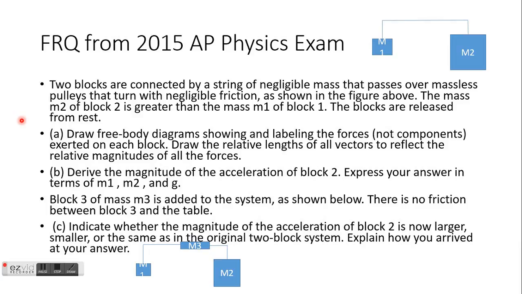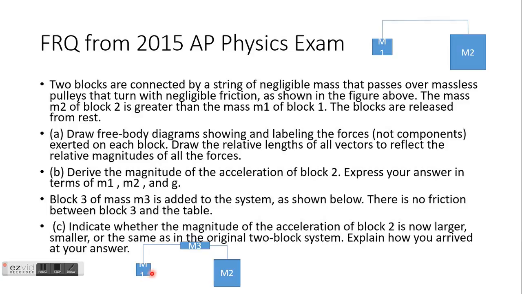So two blocks are connected by a string of negligible mass that passes over massless pulleys, so I didn't draw them here, but they're there, that turn with negligible friction as shown in the figure above. The mass of M2 is greater than the mass of M1. The blocks are released from rest. Draw three free-body diagrams showing and labeling the forces, not components, exerted on each block. Draw the relative length of all vectors to reflect the relative magnitudes of all the forces. Derive the magnitude of the acceleration of block 2. Express your answer in terms of M1, M2, and g.